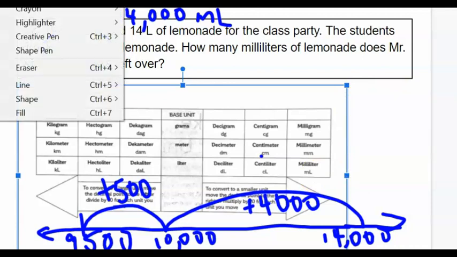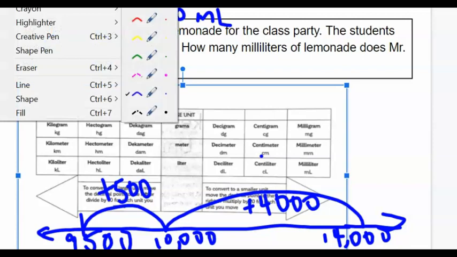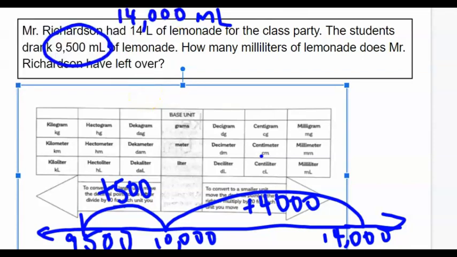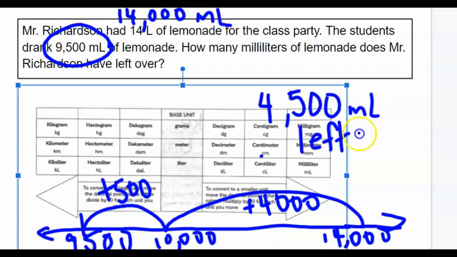So what was the difference between these numbers? 4,500. So after the students drank 9,500 milliliters of lemonade, there were 4,500 milliliters of lemonade left over. So that's another way that I can use the metric system to convert units of measurement.